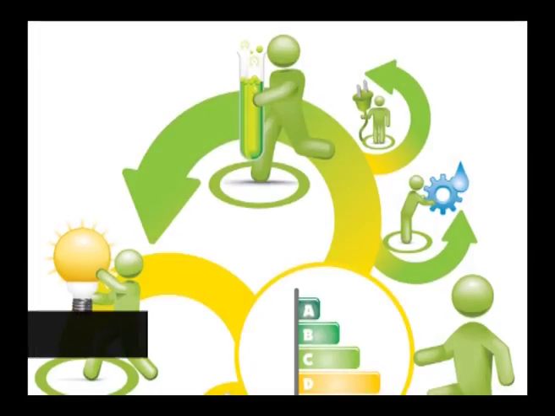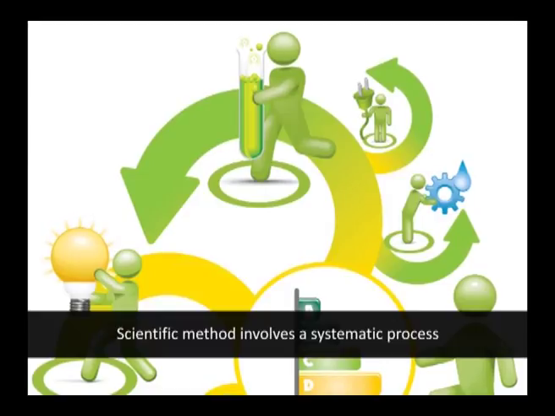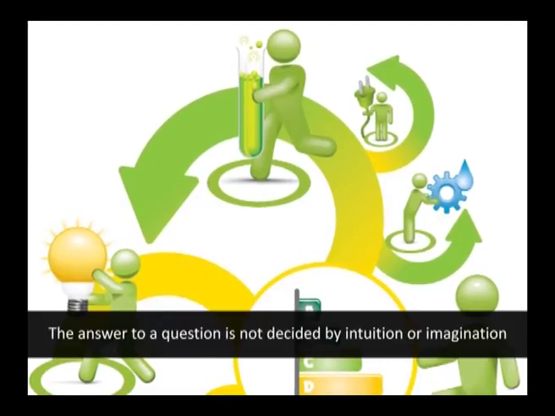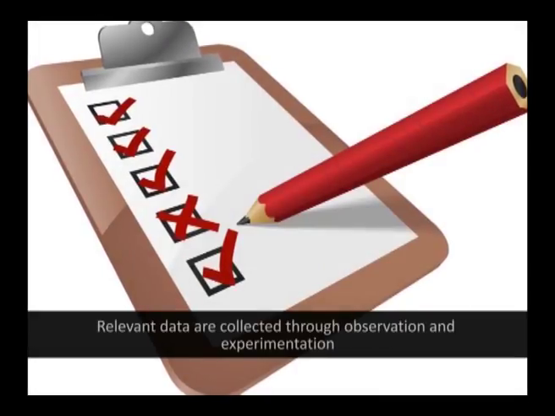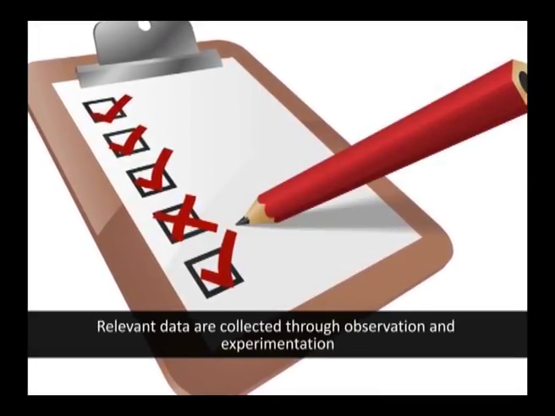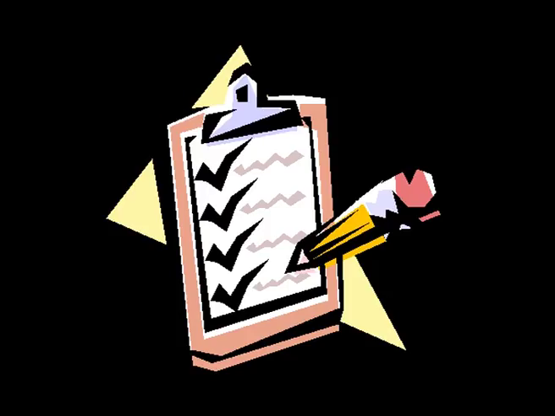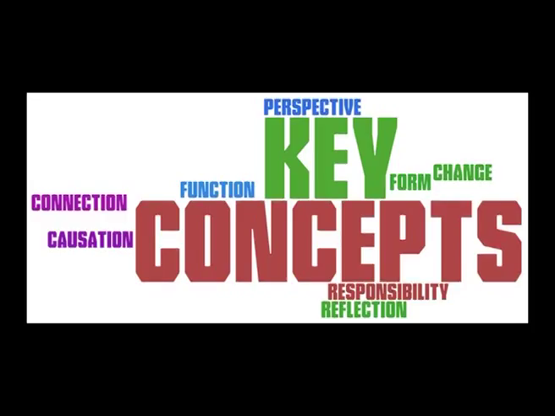Basis of scientific method. Reliance on empirical evidence. Scientific method involves a systematic process. The answer to a question is not decided by intuition or imagination. Relevant data are collected through observation and experimentation. The validity and the reliability of data are checked carefully, and the data are analyzed thoroughly using appropriate methods of analysis.